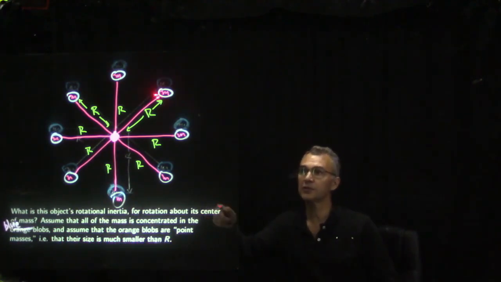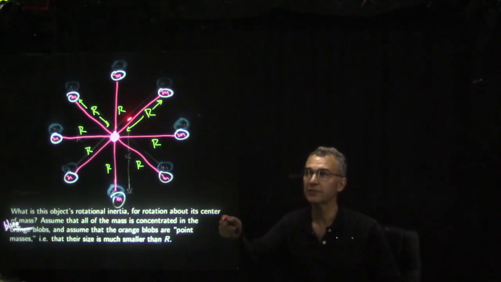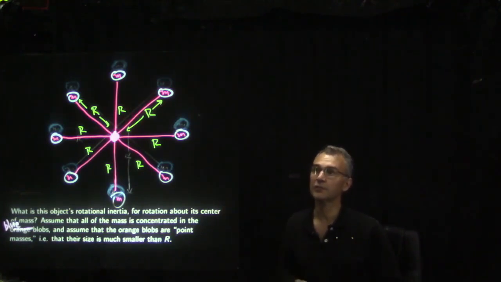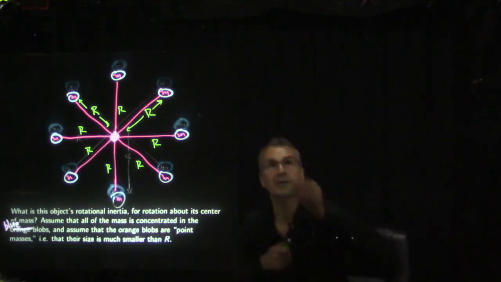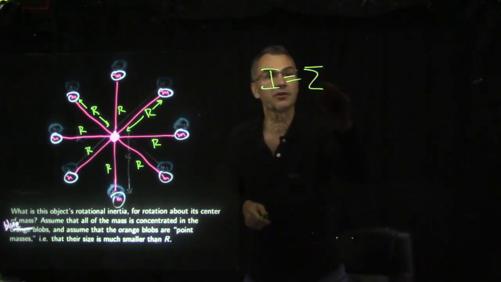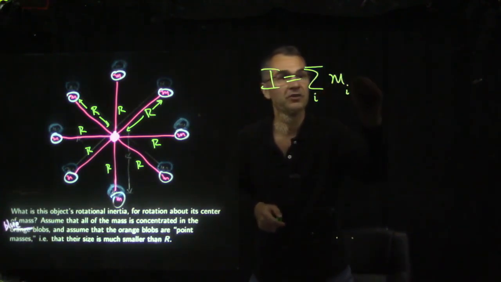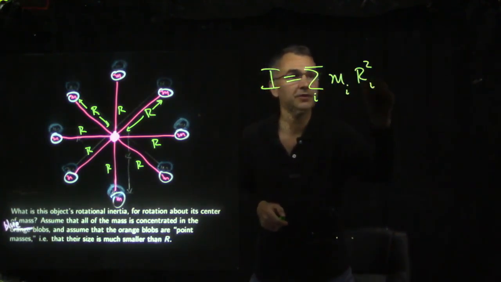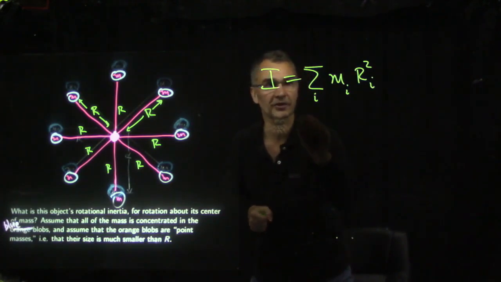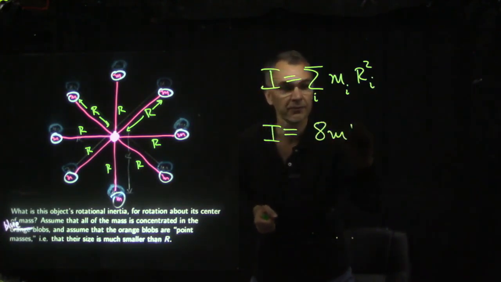Well, we have 1, 2, 3, 4, 5, 6, 7, 8 of these objects. Each one is a mass little m, and each one is a distance big R from the center of mass. So remember, the rotational inertia is the sum over constituents of the mass of each constituent times the square of the distance of each constituent from the rotation axis, and often we take the center of mass to be the rotation axis. So that would seem to be 8mR squared.